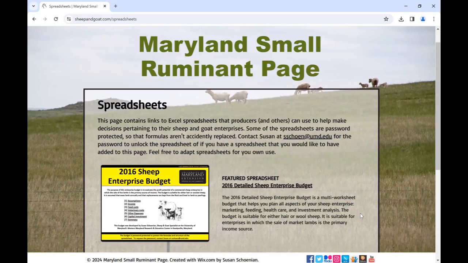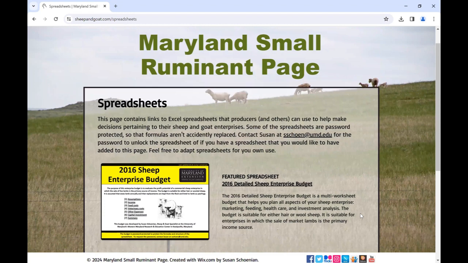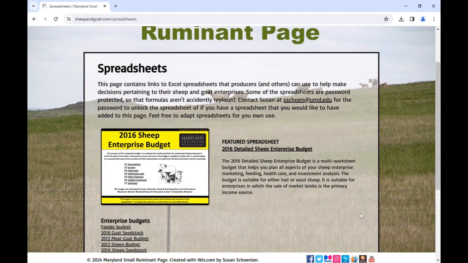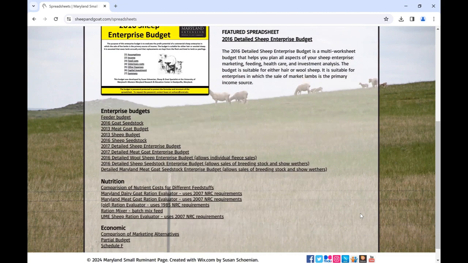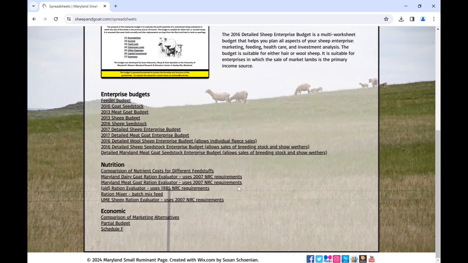University of Maryland has some really good information. And this is the one I've used for a few years now, because it's fairly straightforward, and so it works well. They've got a lot of enterprise budgets on the nutrition. They've got dairy goat, meat goat, and then they've got this UME sheep ration evaluator, and that's what I'm going to show you. But the goat ones look the same. It's just the requirements, the numbers are different. So the mechanics are the same. And so that's what I'm going to start working through right now.